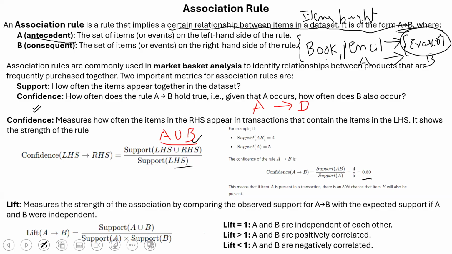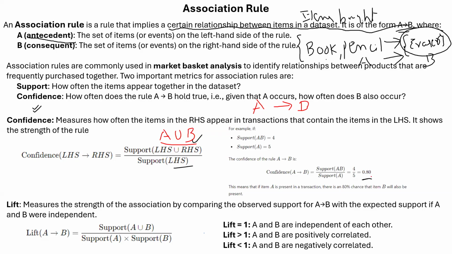Okay. A to B is there, right? A to B. Now we are trying to calculate the confidence of this A to B. That means you have to calculate the support of AB, in what all transactions AB occurred together, divided by the support of A, which is in what all transactions A has occurred. So the confidence of the rule A to B is support of AB by support of A, which is 4 by 5, which is 0.80. Right?